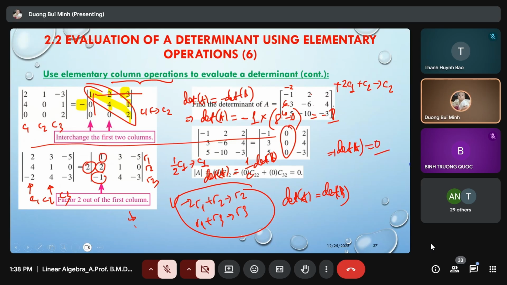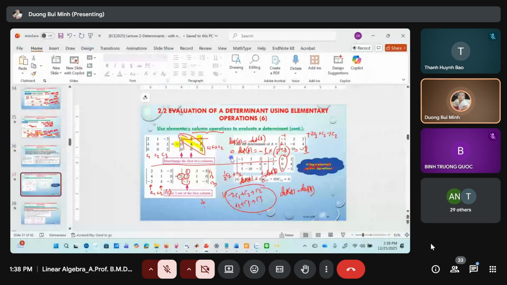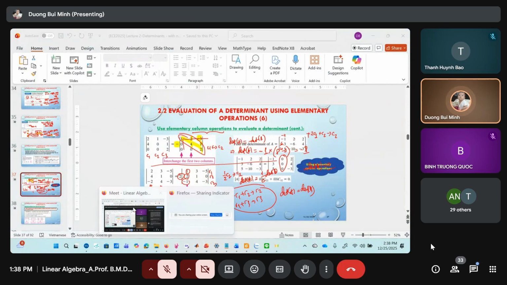So anyway, it's up to you. We have many properties to apply for calculating the determinant. Now we come back to the questions.